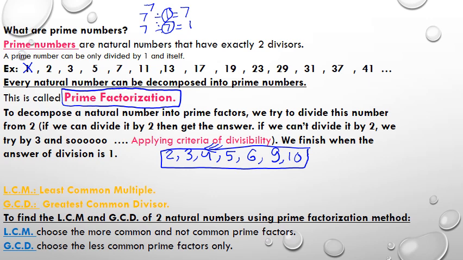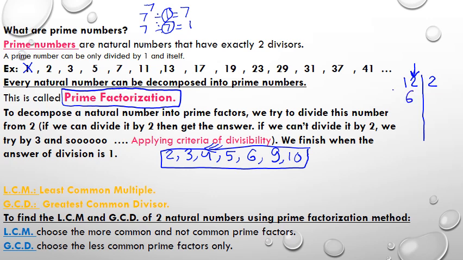Let's try a number. Let's decompose the number 12 into prime factors. So we write 12 and we draw a vertical line. Can we divide 12 by 2? Yes. Why? Because the ones digit is even. So we divide 12 by 2, so we write 2. We get the answer: 12 divided by 2 is 6.